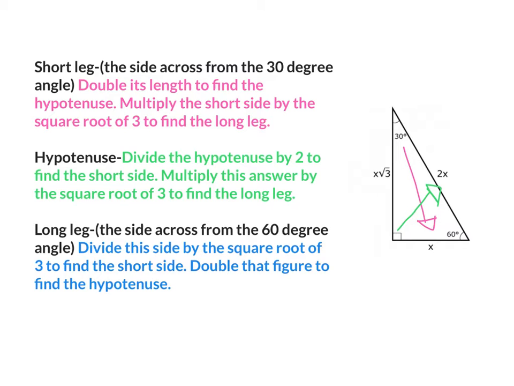When we have the long leg, which is the side across from the 60-degree angle, which is here, we divide this side by the square root of 3 to find the short side. We double that figure to find the hypotenuse.